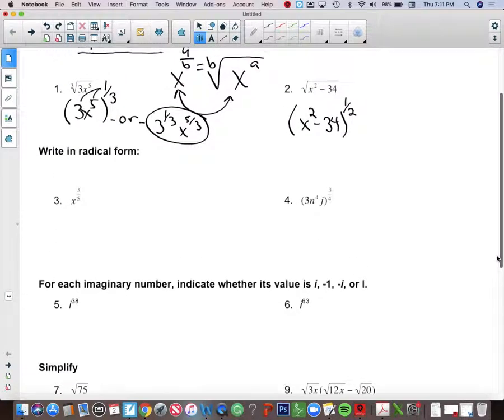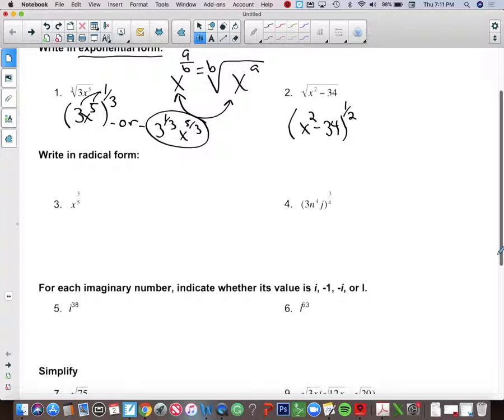Okay, so now we're going the other way. We're going to write it in radical form. So I have here, I got x to the 3/5. So the bottom is the index, and the top is the power. So it would be a 5th root of x cubed. That's how we would write that one.